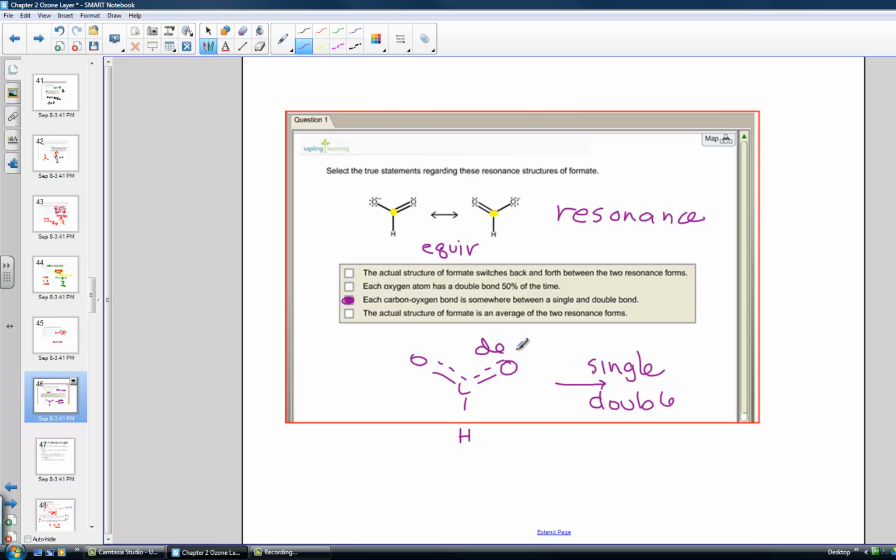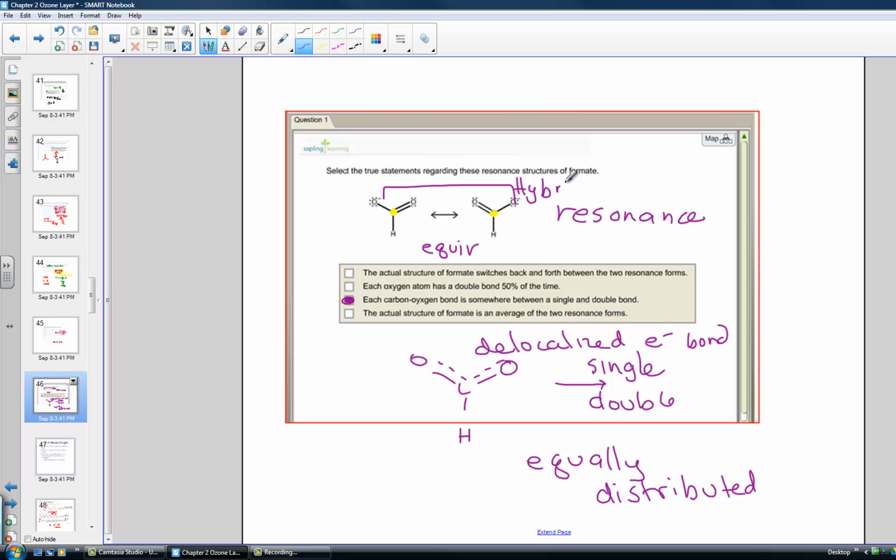It is what's referred to as a delocalized electron bond. That the electron density is not just in one direction, but it's equally distributed in both directions. I think of it as a hybrid between these two. It's not one or the other, but a blend of both all at the same time.